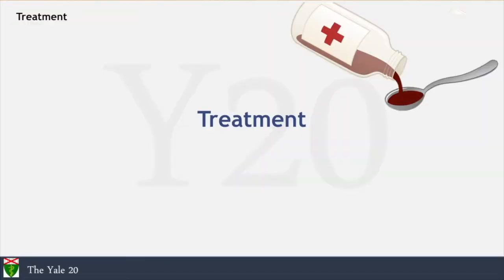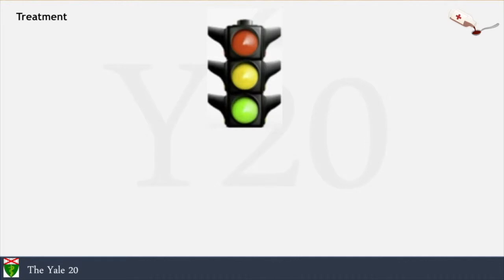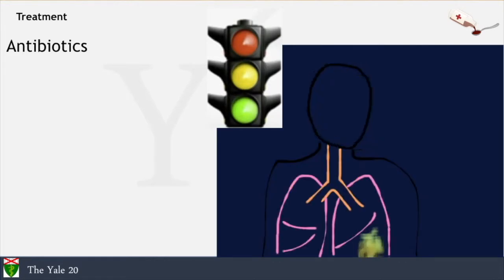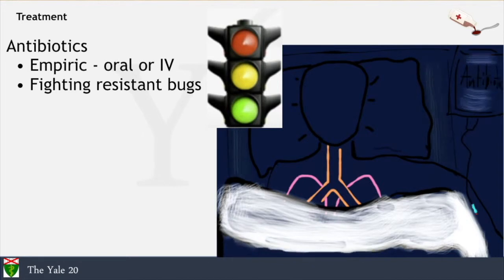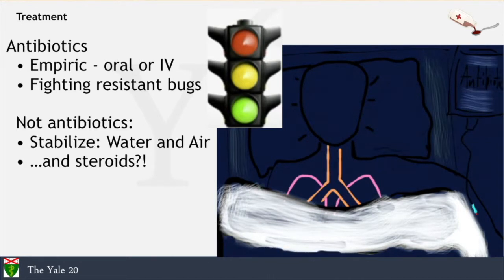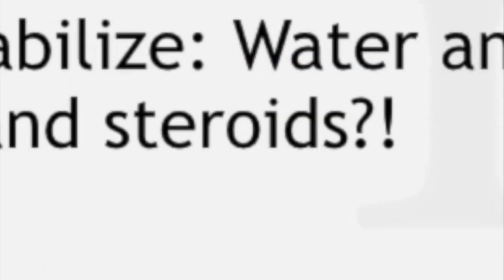Well, now that we've learned how to assess our patient, diagnose them with pneumonia, and start to think about just what sort of pneumonia they have, let's put that all to good use and talk about treatment. In our treatment section, we're going to cover antibiotics, in particular, empiric antibiotics versus targeted, oral versus IV, for example, and also how to fight resistant bugs. Then we'll talk about not antibiotics, like stabilizing the patient and steroids.